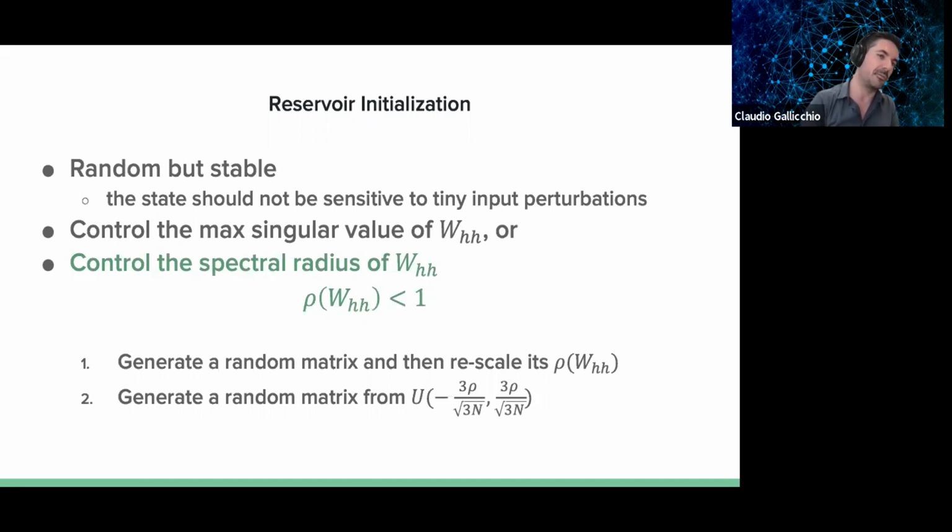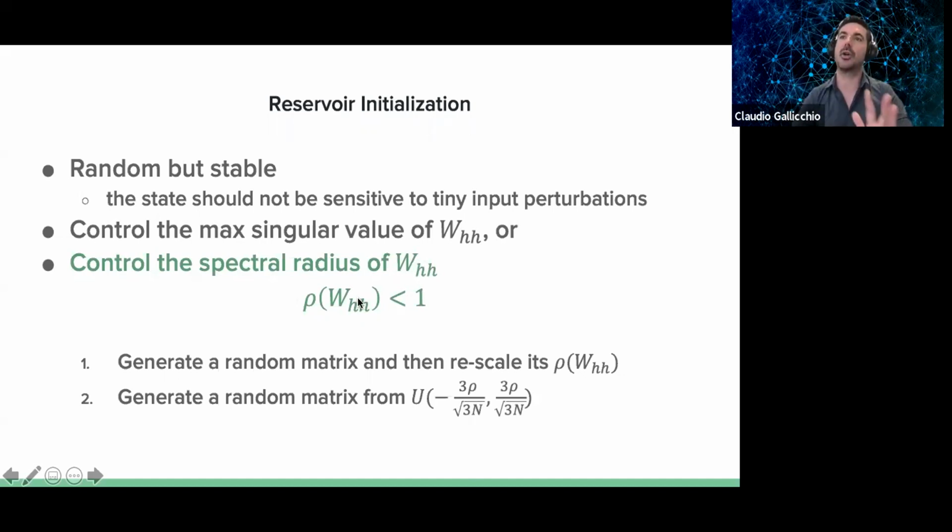And in practice, long story short, we can control the maximum singular value of our recurrent weight matrix. This gives us a sufficient condition for the stability of the system. But in practice, this is quite restrictive. So in reservoir computing, we instead control the spectral radius, so the eigenvalues, not the singular values, of this recurrent weight matrix. And we initialize it to have a spectral radius smaller than one.